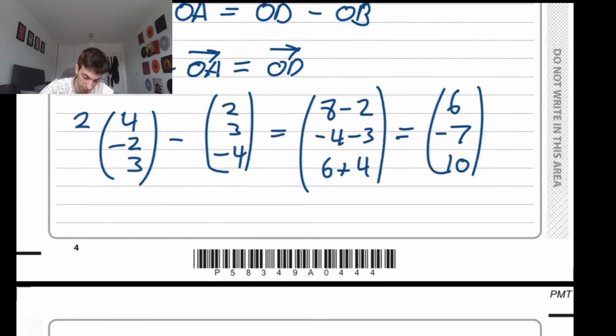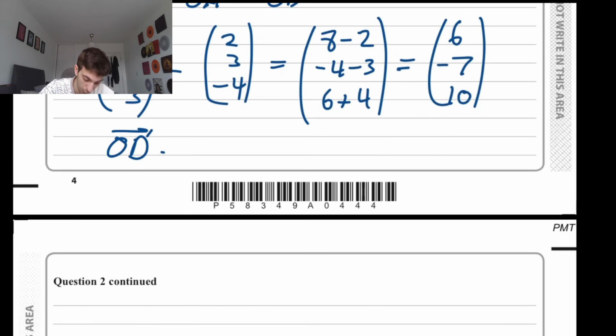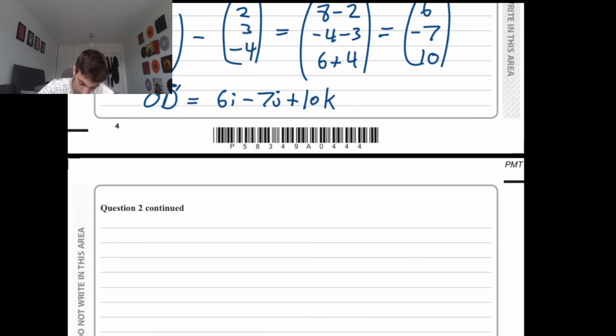So we have OD. I would recommend to write it now back in the form of i, j, and k. So we have OD equal to 6i minus 7j plus 10k. Okay, perfect. Now moving on to part B.